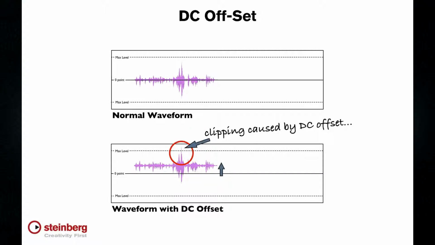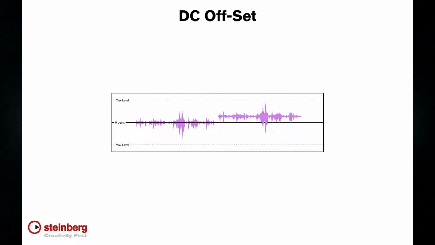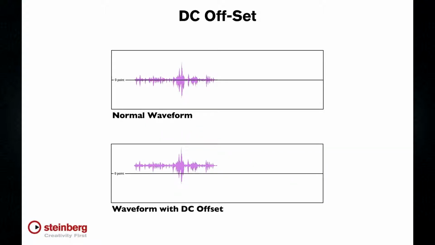Also, if two adjacent sections of audio have different amounts of DC offset, there will be a pop or a click when switching between them. And just like the mystery distortion, there won't be any obvious reason for it. Anytime you spot a waveform with DC offset, you should remove it.